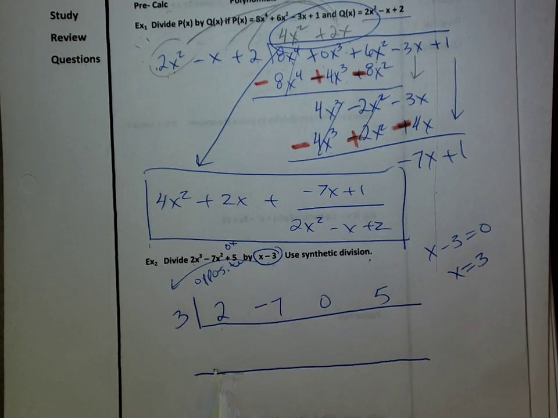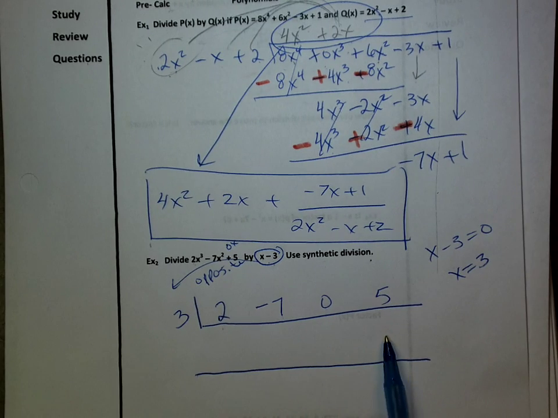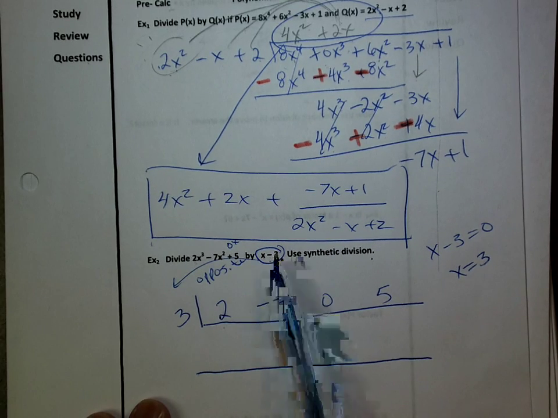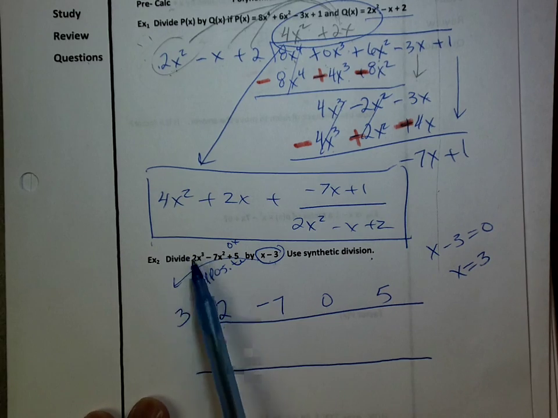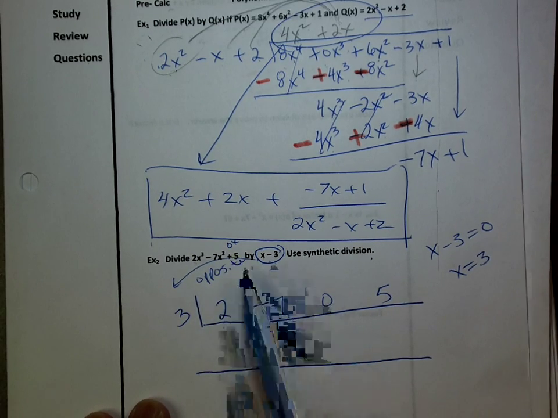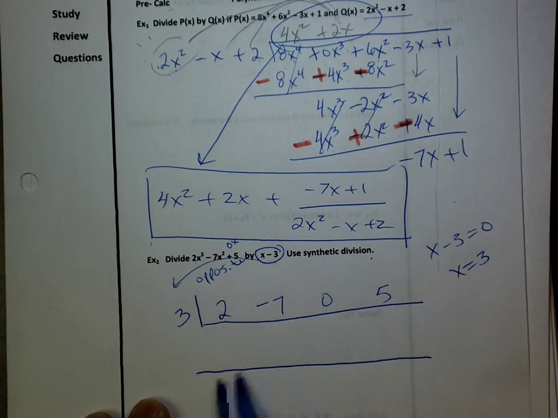And what this line is going to set up is all of the numbers we're going to add or subtract, okay? So let's back up real quick. I use the opposite number of the divisor. Instead of x minus 3, I put a positive 3. I put the coefficients 2, negative 7, 0 because there's no x term, and then 5. Got it? Draw my line.